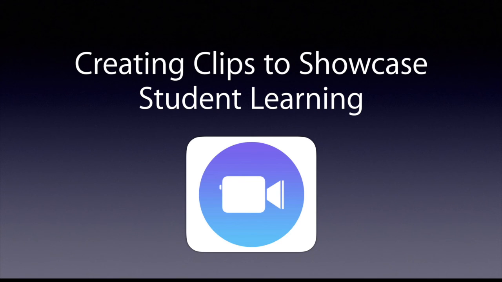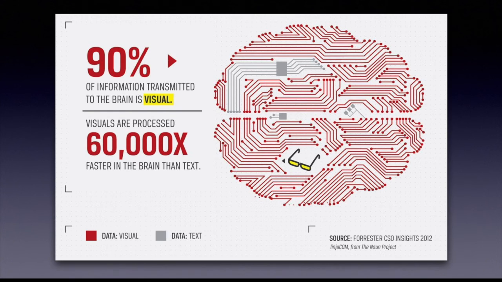That was a fun way for me to introduce myself and the session of creating clips to showcase student learning. It's a really fun app, but let's take a step back and just understand research a little bit. And when we look at this graphic, that 90% of information transmitted to the brain is visual, and visuals are processed 60,000 times faster in the brain than text.